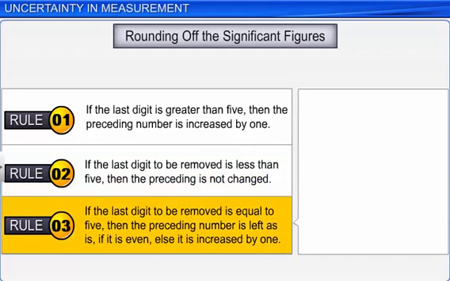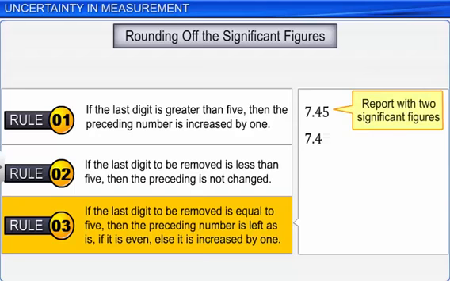The third rule is, if the last digit to be removed is equal to 5, then the preceding number is left as is if it is even, else it is increased by 1. For example, if 7.45 is to be rounded off by removing 5, then it is rounded off to 7.4. However, if 7.35 is to be rounded off, then we have to increase 3 to 4, giving 7.4 as the result.